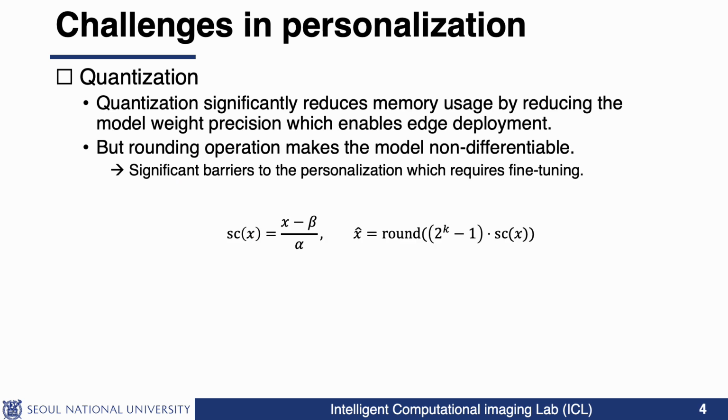Quantization is often used for edge deployment. It reduces memory by converting float weights and activations into low-precision formats like integers. But quantization includes rounding, which is non-differentiable, making backpropagation unusable.